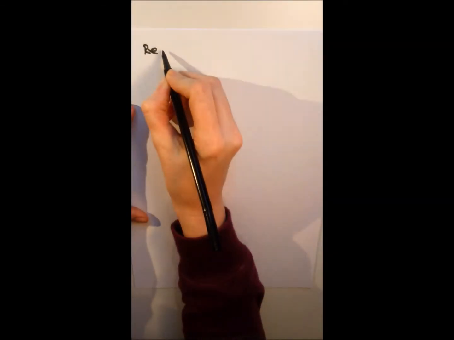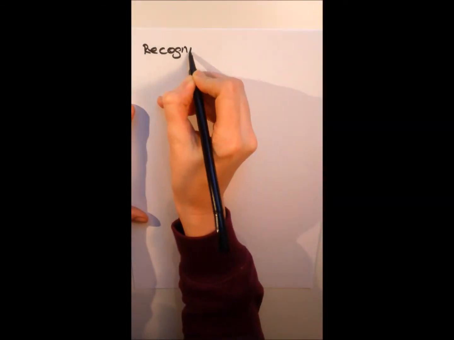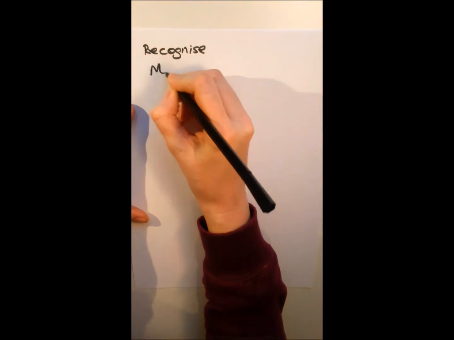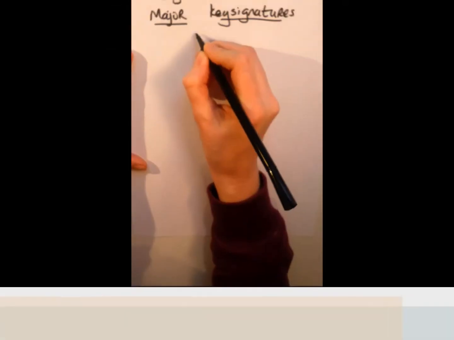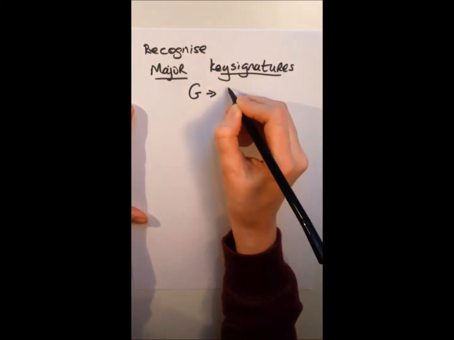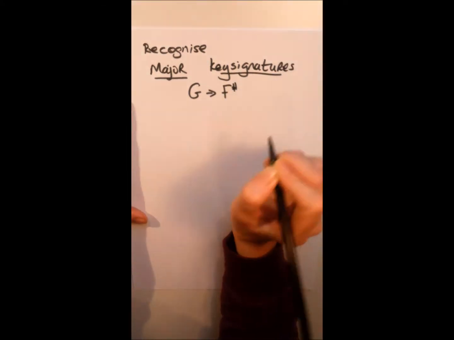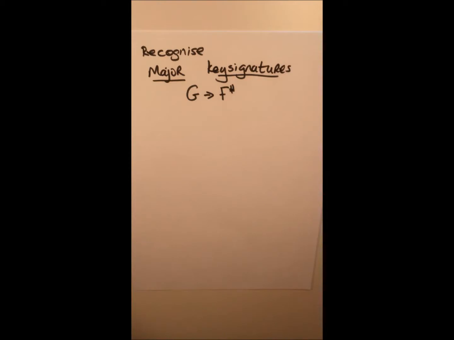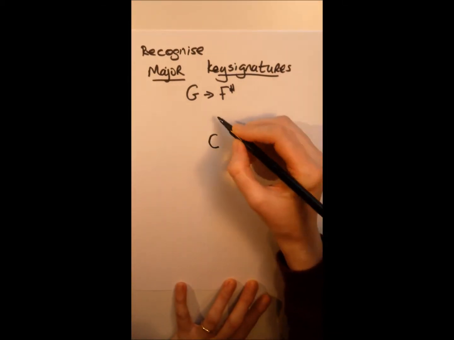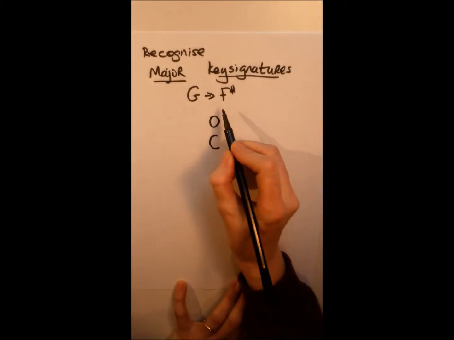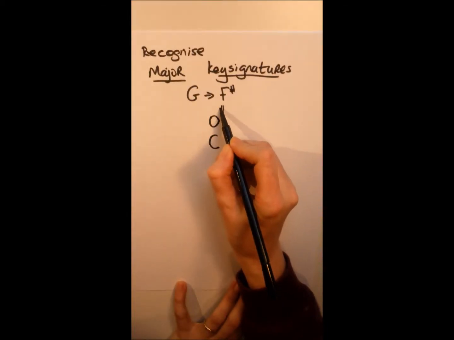We're going to learn how to recognize major key signatures. For example, the scale of G always has an F sharp. But how do you work this out for yourself? As a general marker, we're going to start with the scale of C, as the scale of C has no sharps.